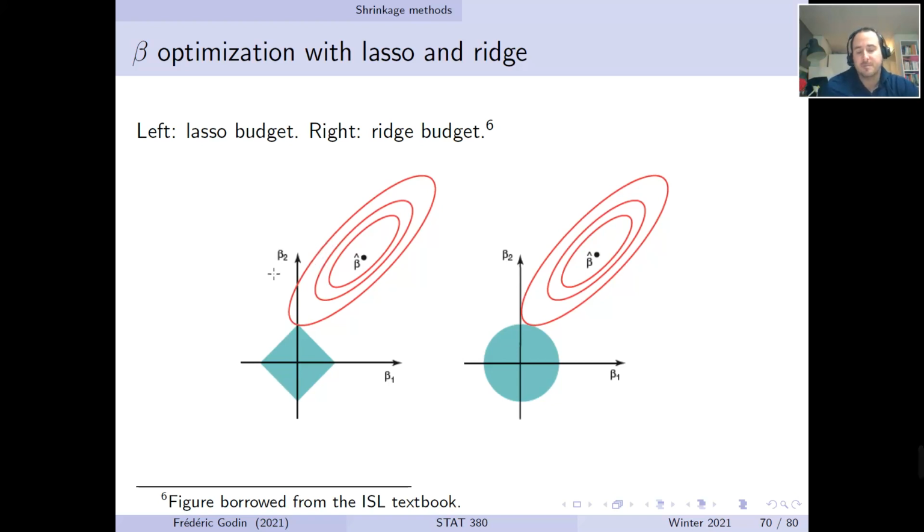So here, what we see: let's say we have a fictitious data set, then probably the optimal beta hat would be at this point. Again, this is a fictitious value. But now, on the right side it's the ridge regression, and on the left side it's the lasso. If we go back, we said that constraints for ridge regression provide regions of the form of a sphere, or a circle in two dimensions.